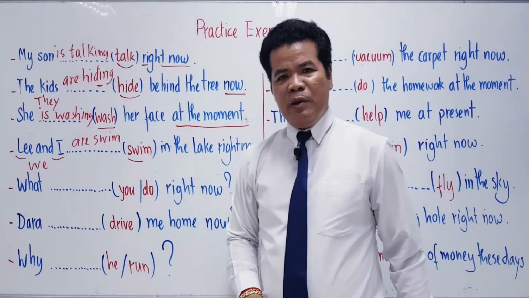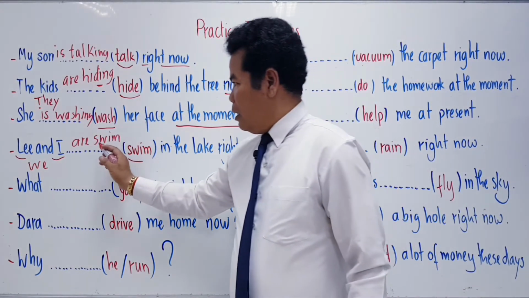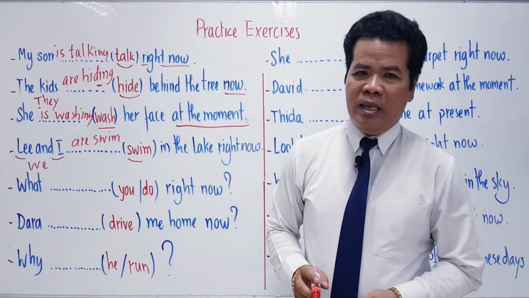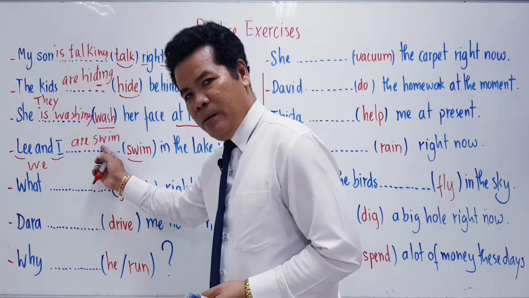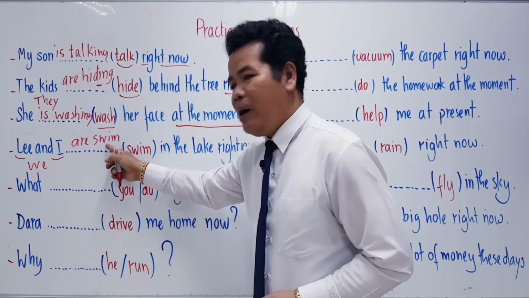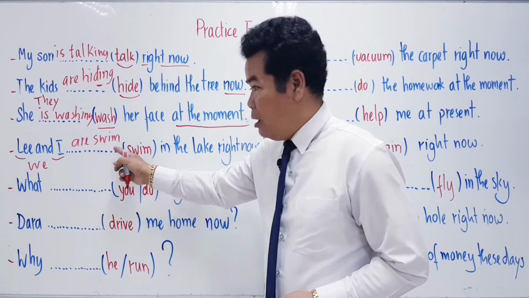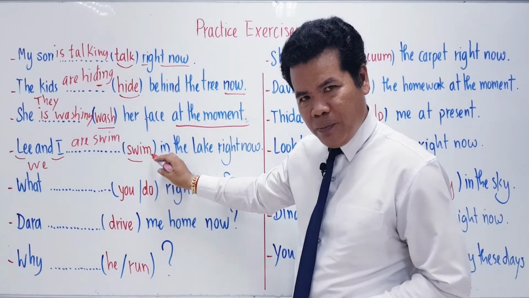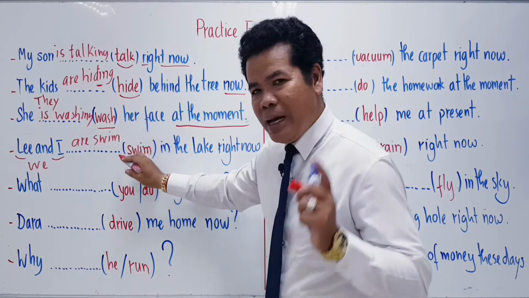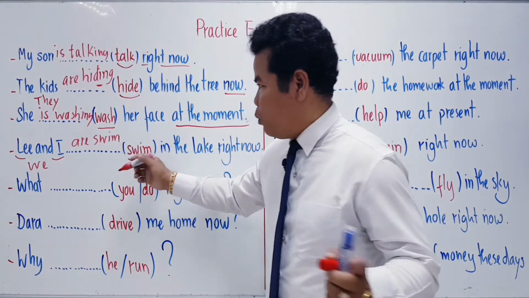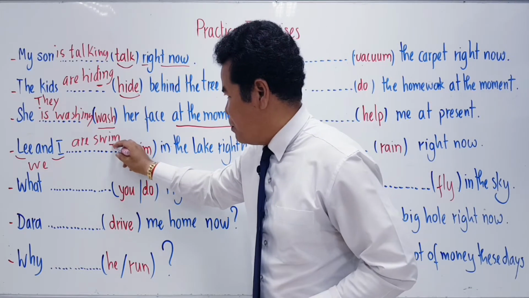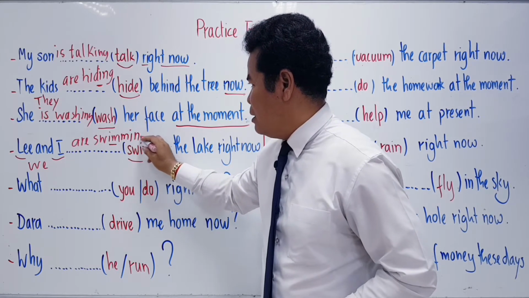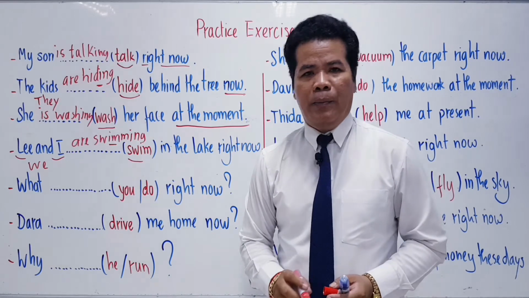Remember the verb swim. Verbs ending, okay, with a CVC, consonant, vowel, consonant. So before adding ing to the verb, we have to double the last consonant. Which one is the last consonant? It's M. So one more M and then I N G, swimming.